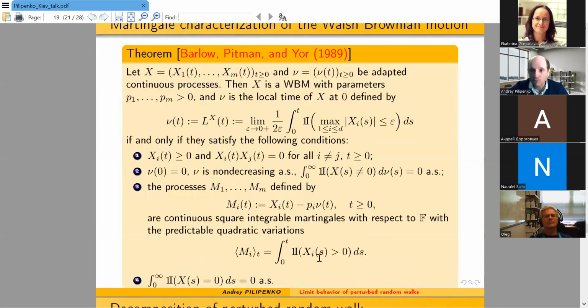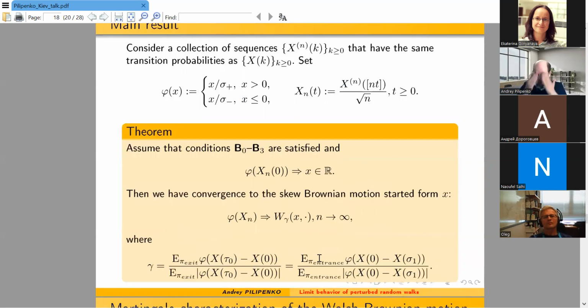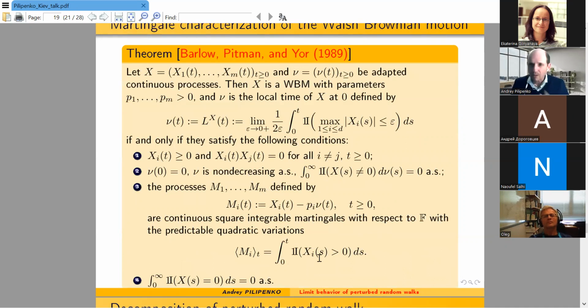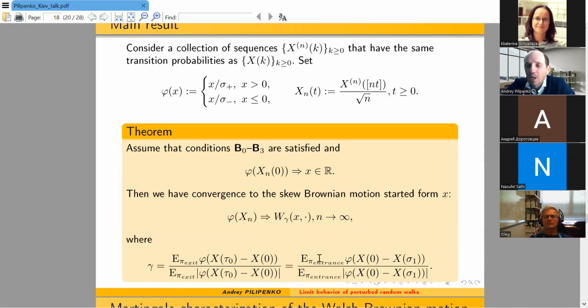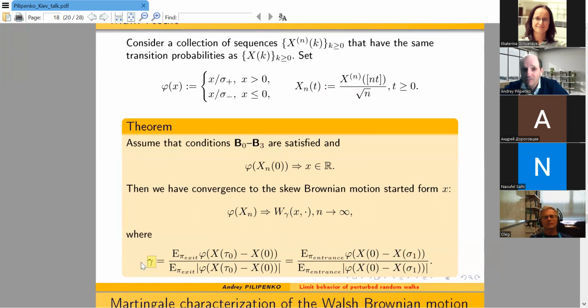Well, and you may apply this result to a perturbed random walk on a real line, and then you also consider some entrance and exit random walks, and you get an explicit relation for the permeability parameter. Unfortunately, I don't have enough time to discuss this formula and some examples.